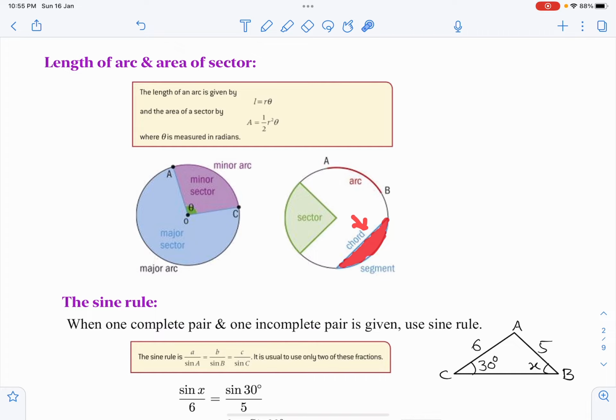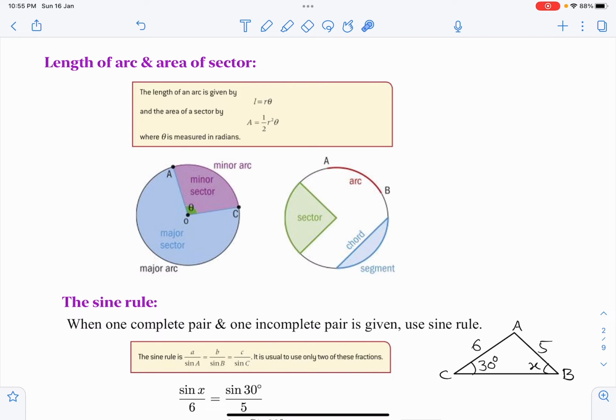So segment is the part cut off by the chord of the circle. What is chord? Chord is a line which meets the circle in two different points. So like this is the segment, this is the sector. I hope you understood this.